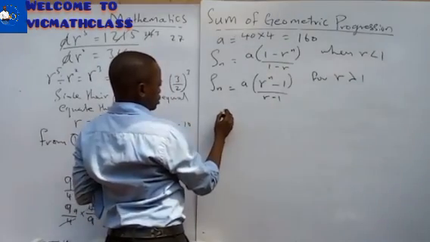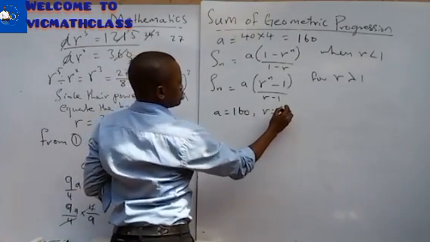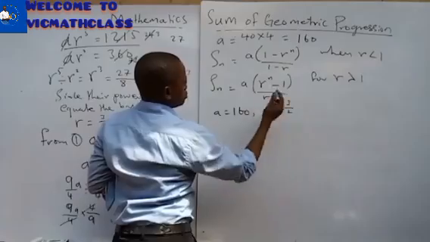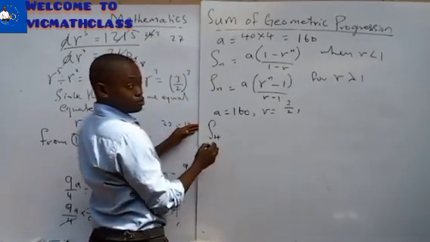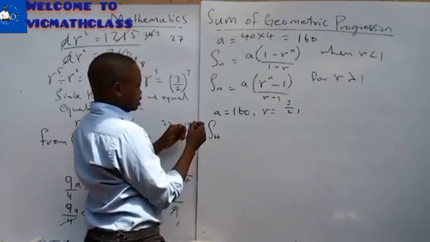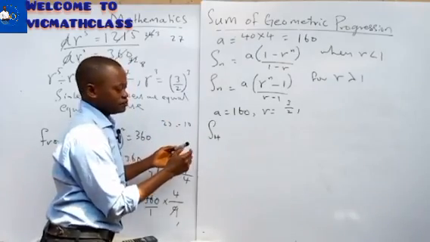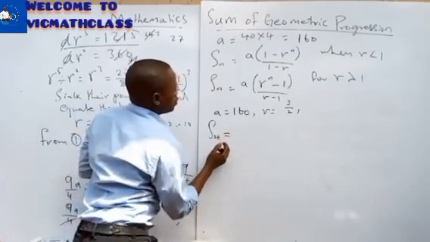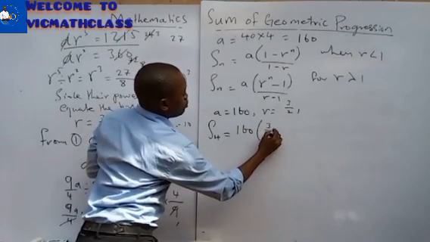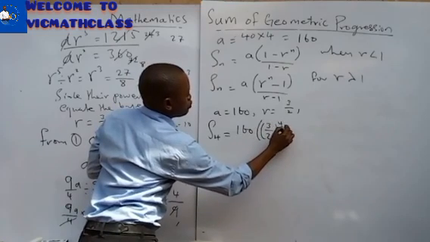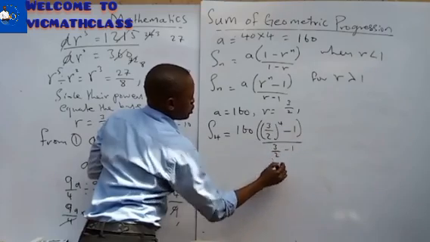We've got that A is 160, r is 3 over 2. And then we can make our substitution as S4, that is the sum of the first four terms. I'm sure that this class is not becoming boring. Please, I beg of you, stay with me. All right, S4 equals 160 bracket (3 over 2) to power 4 minus 1, all over 3 over 2 minus 1.